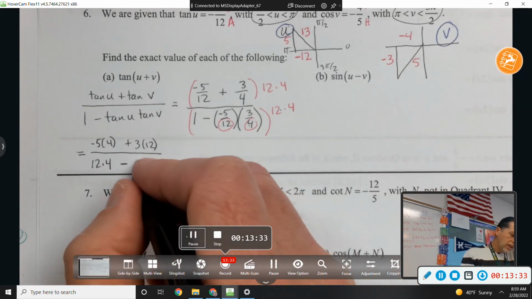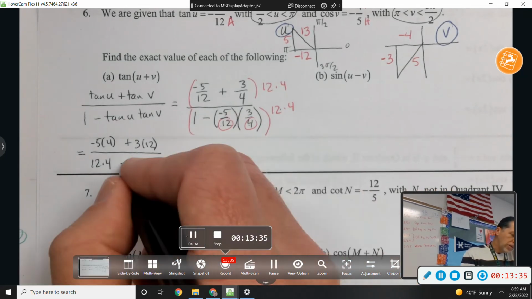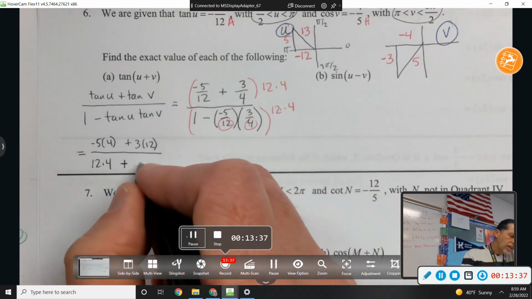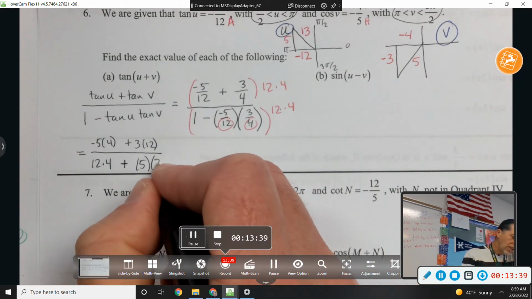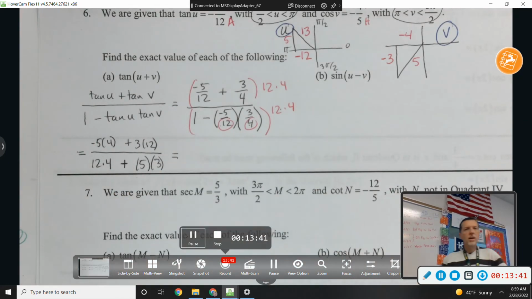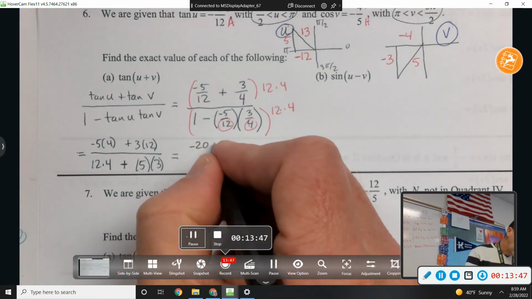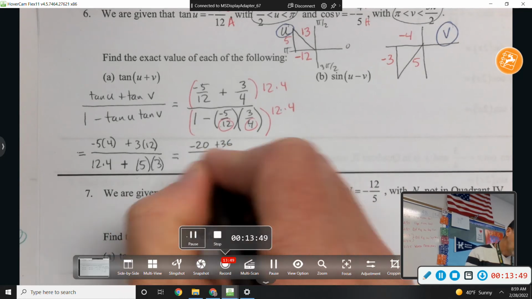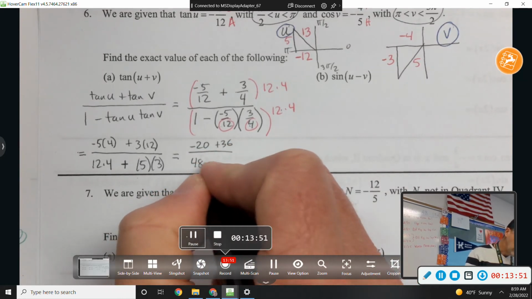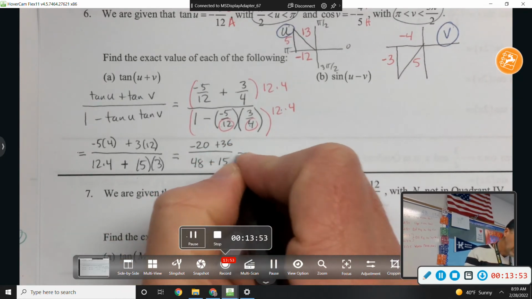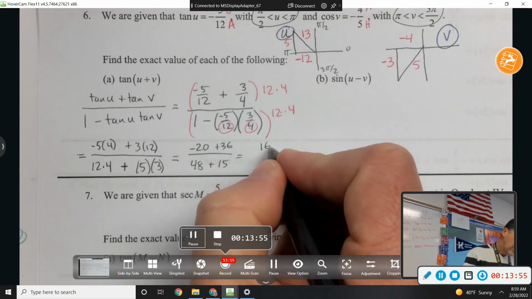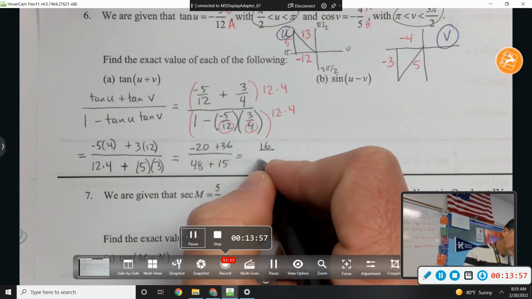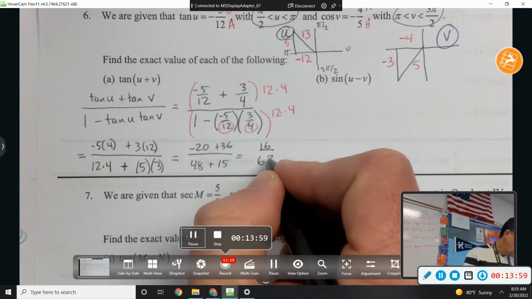So I'm going to end up with, you know what, I'm just going to make this positive because the two negatives. I'm going to end up with just 5 times 3. So negative 20 plus 36 over 48 plus 15. So that would be 16 over 63.